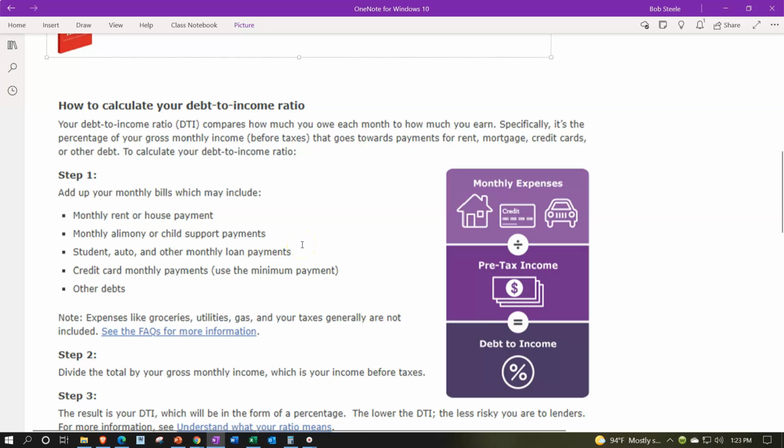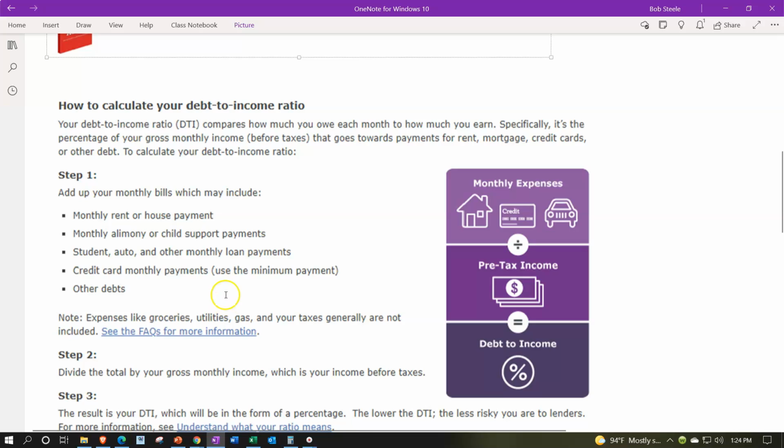Student, auto, and other monthly loan payments. These are actually loans: student loans, auto loans, and other monthly loan payments. Credit card monthly payments. The common question with the credit card is, are you talking about what I'm expecting to pay off, what I've committed to, or do they want simply the minimum payment? You're just picking up the minimum payment here. And that gives some level of standardization to the financial institution, because they know if someone is trying to get a loan, that's probably what they will do. If given a choice, they're going to give the minimum payment, because that would make the ratio come out better. So we're going to use that.